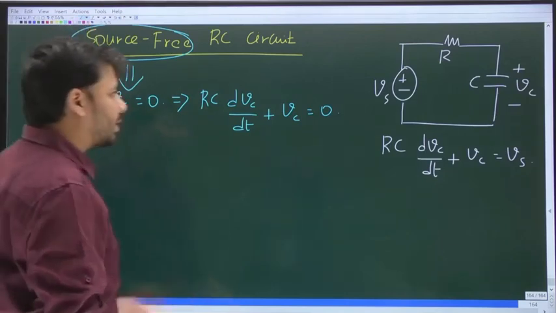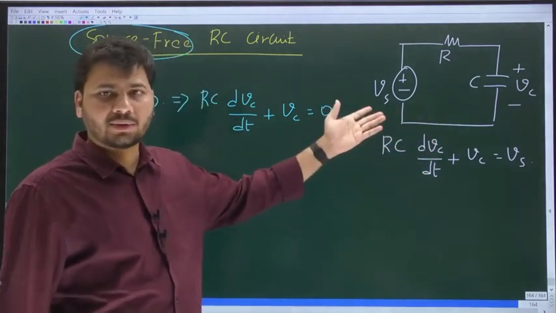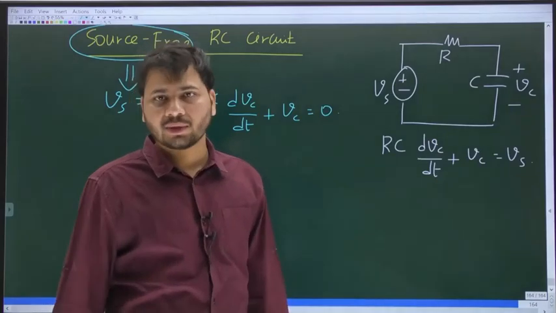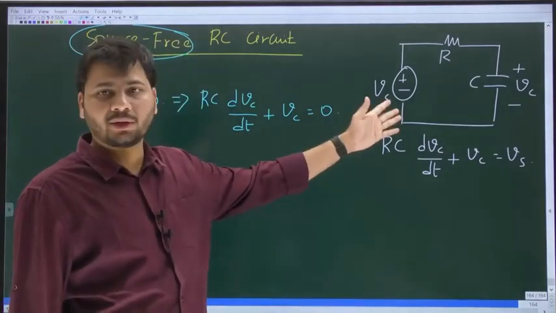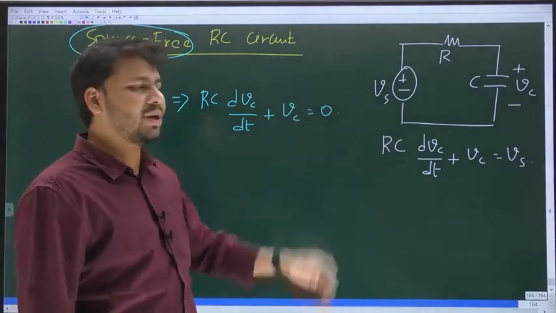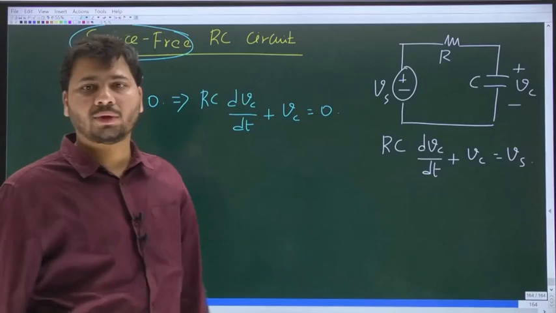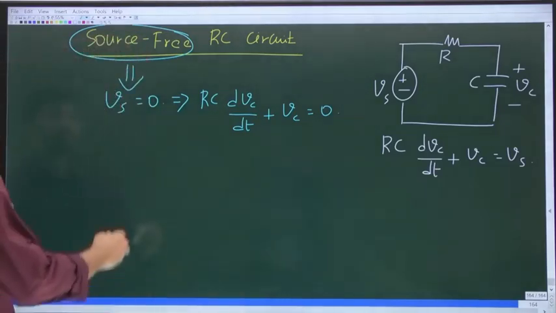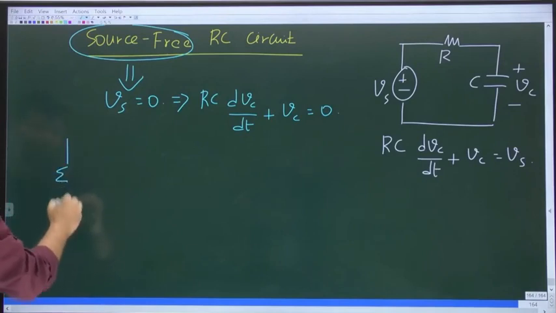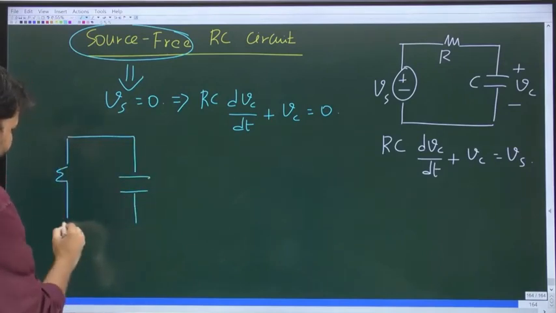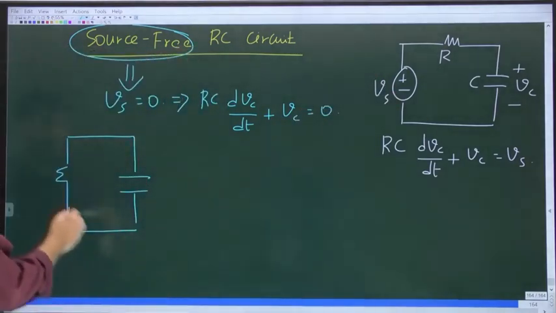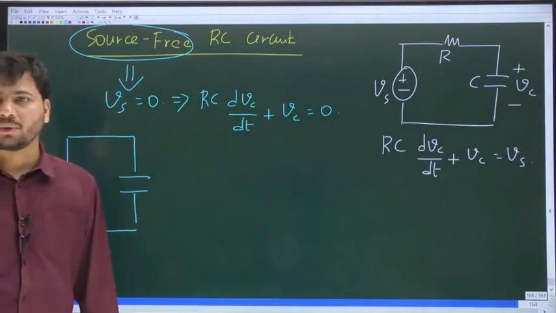Now, when the source becomes 0, the source is a voltage source. If any voltage source becomes 0, does it not become a short circuit? Yes or no? In this circuit, if you make the voltage source 0, that voltage source becomes a short circuit. Then how will the circuit look? Does it not look like this?